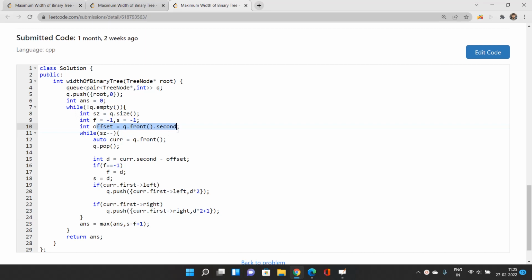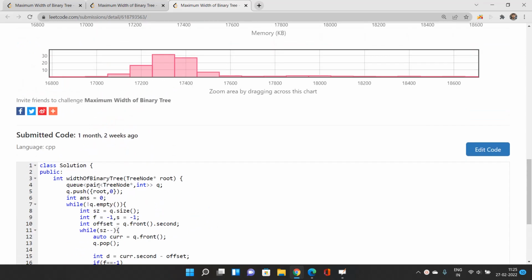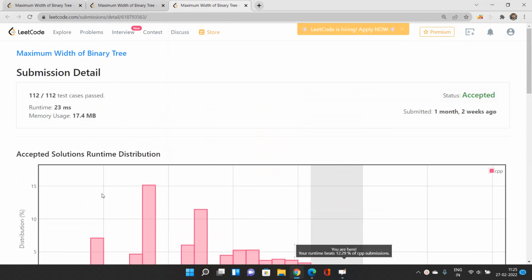So offset will be set to the minimum id, and when we extract the node, we'll find the new value, which is d. Again, moving to the left one, d into 2, moving to the right one, d into 2 plus 1, and everything remains the same. Okay, so you will get all test cases passed.